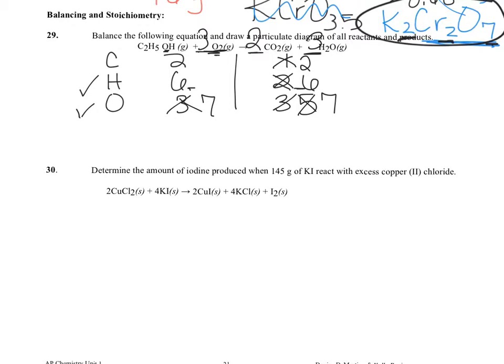When you are drawing the particulate diagram, you want to notice that this is a combustion reaction. Notice that your products have carbon dioxide and water. When you're drawing a particulate diagram, you have to show the coefficients. And then carbon dioxide, if you remember.